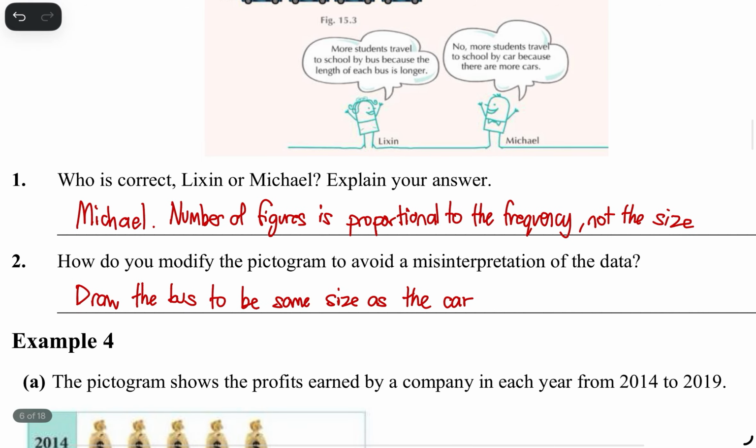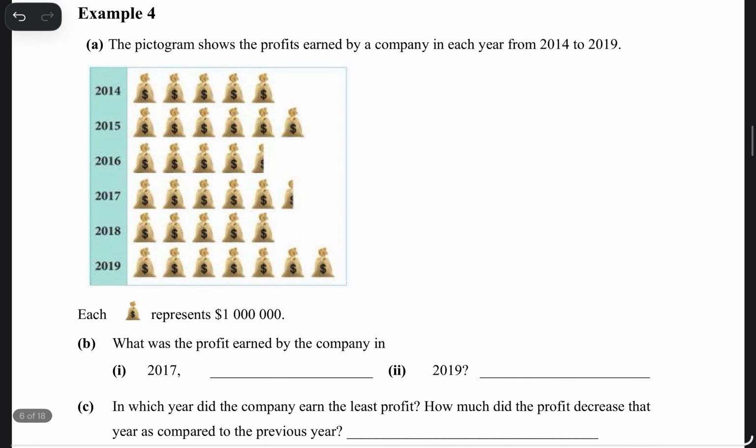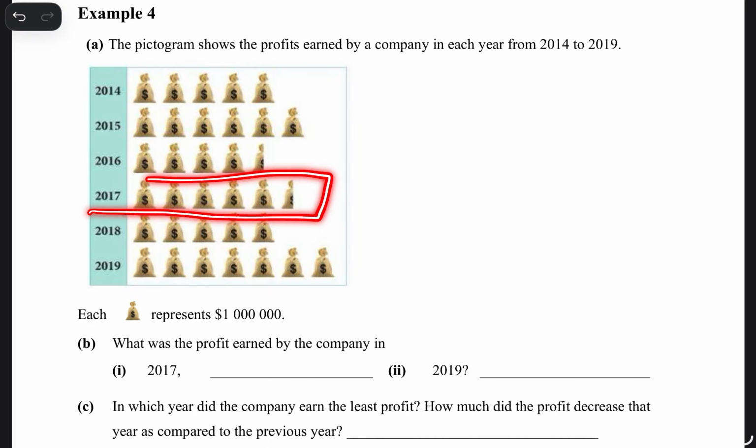Alright, let's now go to example number 4. I have a pictogram here that shows the profit earned by a company from 2014 to 2019. Each bag of money here represents $1 million. What is the profit earned by the company in 2017? So let's look at 2017 here. Okay, how many bags of money do I have?